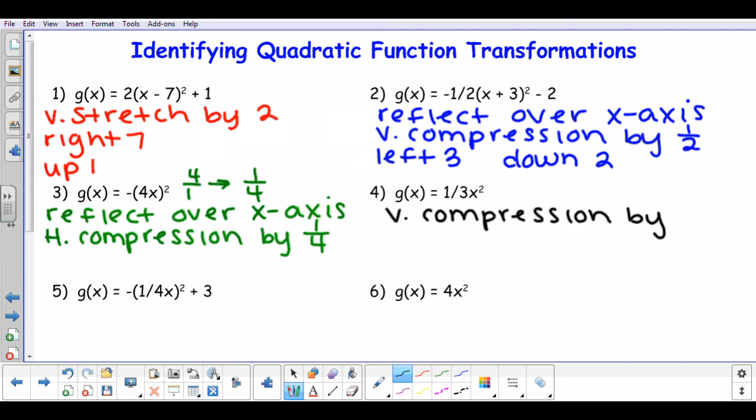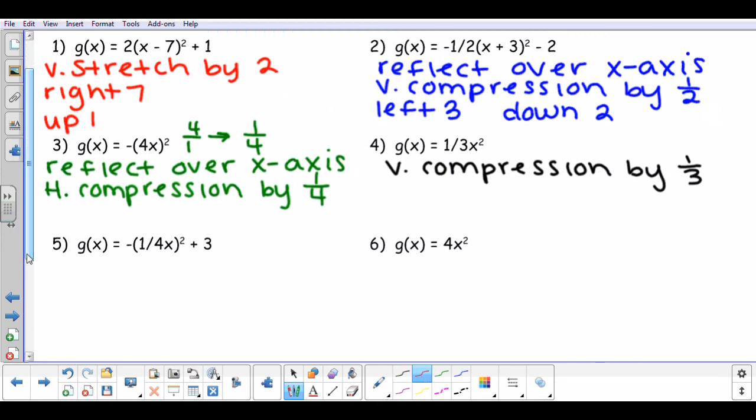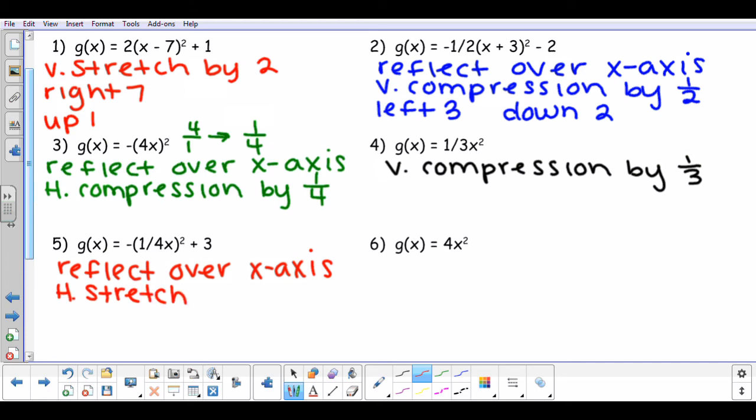In number 5, we look in front and we have another negative sign. So the negative means that we are going to reflect over our x-axis. When I move inside of my parentheses, I see that I have a fraction. So since it looks like a fraction, it's going to be one of our horizontal stretches. Now to get that factor, I need to flip that fraction of 1/4, and it's going to give me the whole number positive 4. So I have a horizontal stretch by 4. And then outside I have a plus 3, so up 3 units.